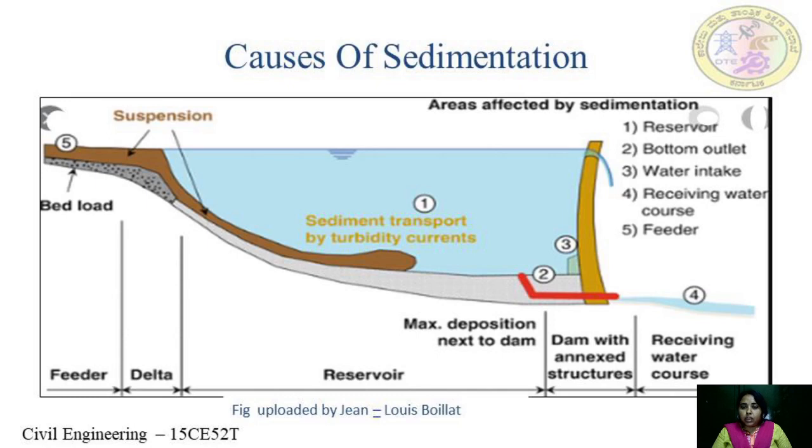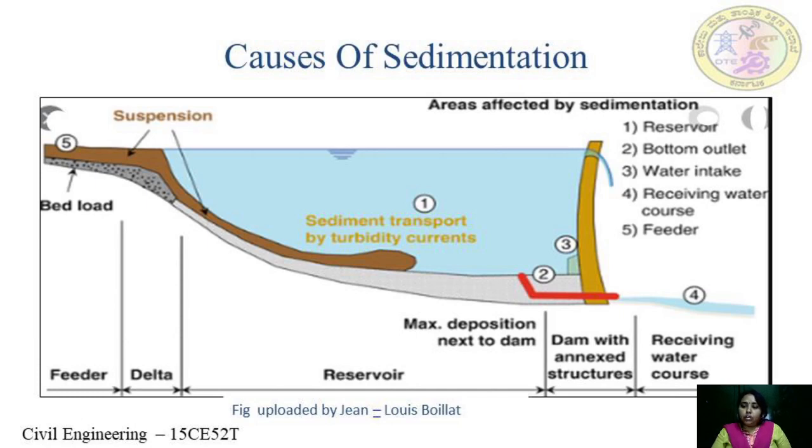And as they gradually move forward, you call it a delta area, where they slowly start moving towards the narrower side. Then you can see the maximum deposition next to the dam, because as they move down the slope and approach nearer to the dam, the maximum sediment will get collected next to the dam only.